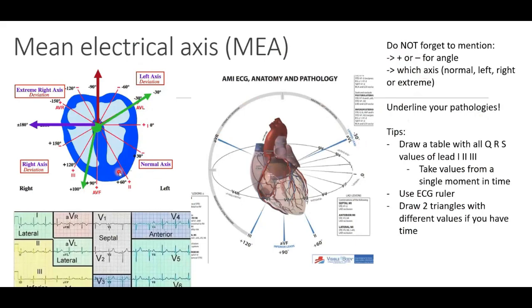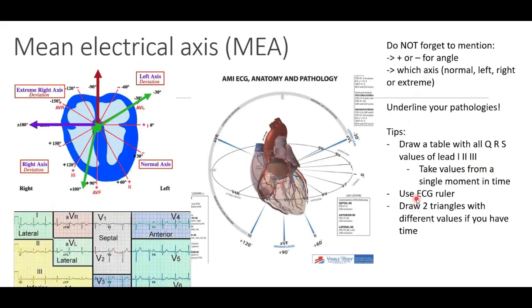So for example, if I'm doing a mean electrical axis of this ECG over here, which is just a sample, I will take the values of QRS from this moment here and here, because all of this is happening at the same moment in time. Don't take it from lead 1 over here, but lead 2 over here and lead 3 over here. Your values are not going to match up. And if you have the time, go for a second round with different values from the ECG.